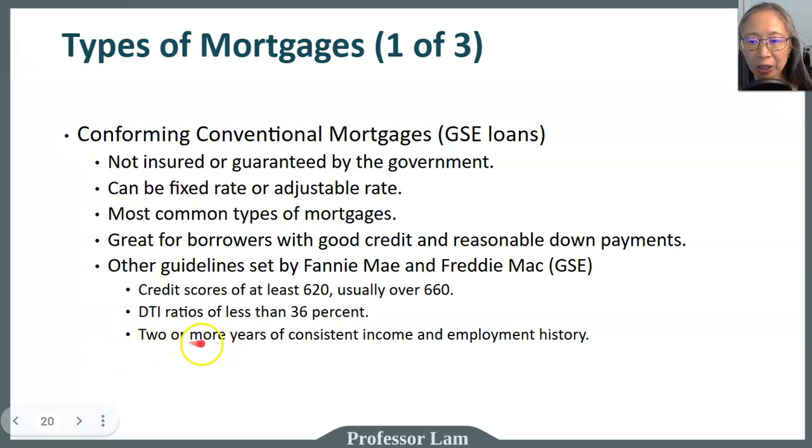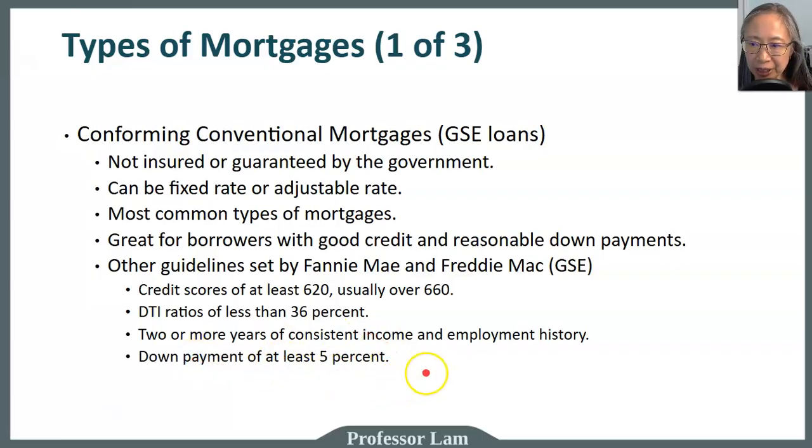They also require 2 or more years of consistent income and employment, and a down payment of at least 5%. So the good credit and reasonable down payment, and also verifiable income. Verifiable income means either a letter from your employer, your W-2 tax form, or your 1099 if you are a self-employed entrepreneur or you work as an independent contractor.